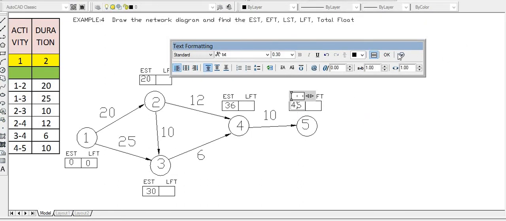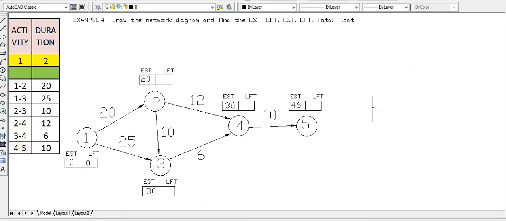In this way we have calculated the earlier start time. The earlier start time is very important. While calculating it, one thing to keep in mind is that the maximum duration should be added, and how many arrows are meeting at a particular node should be taken into consideration.